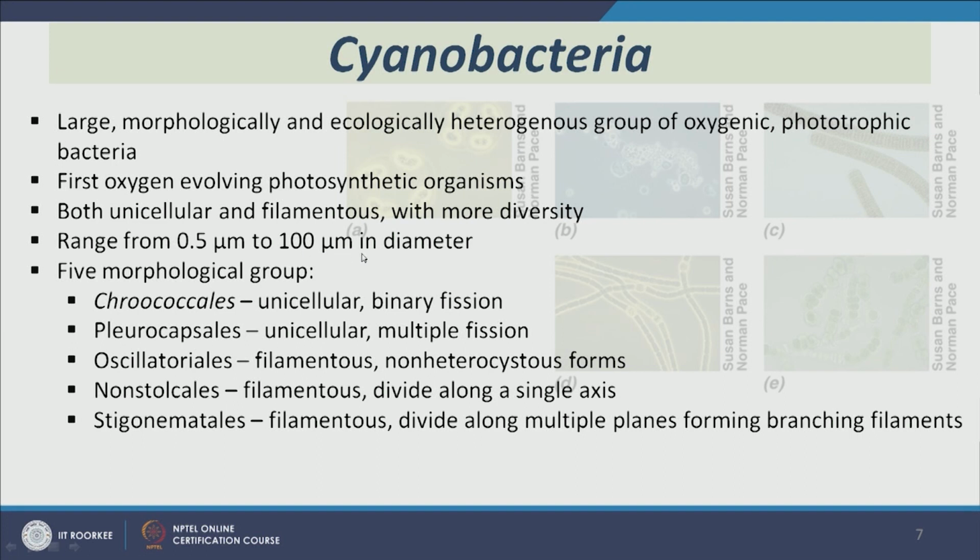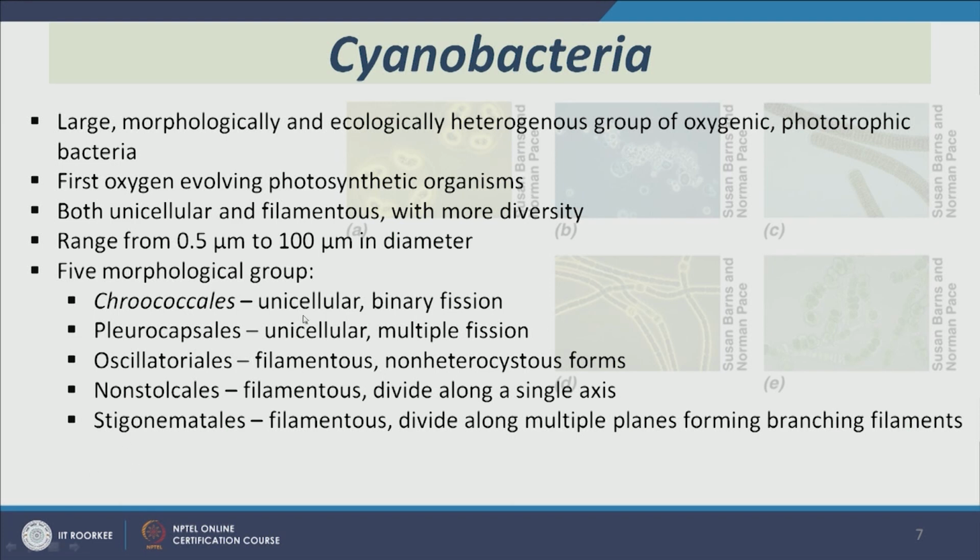You can imagine 100 micrometer is when they make filaments. There are 5 morphological groups for cyanobacteria. This first one is unicellular, so they exist as single cells and they divide by binary fission, which is one parent cell dividing equally to form 2 daughter cells.